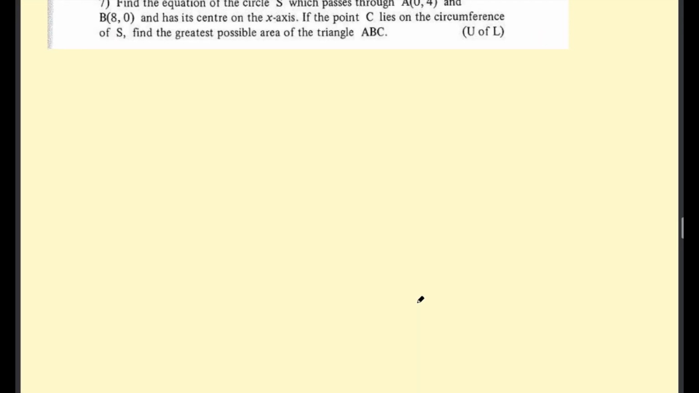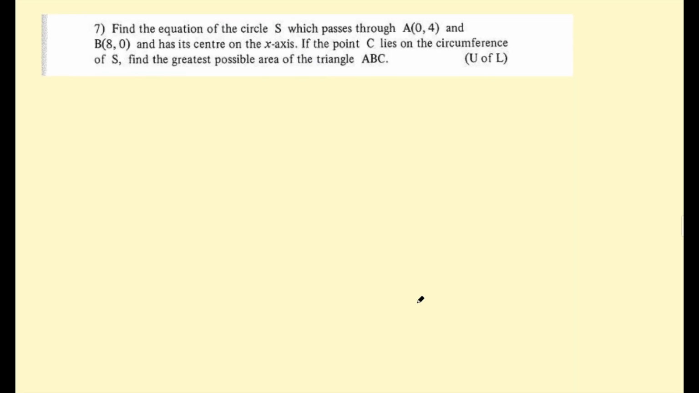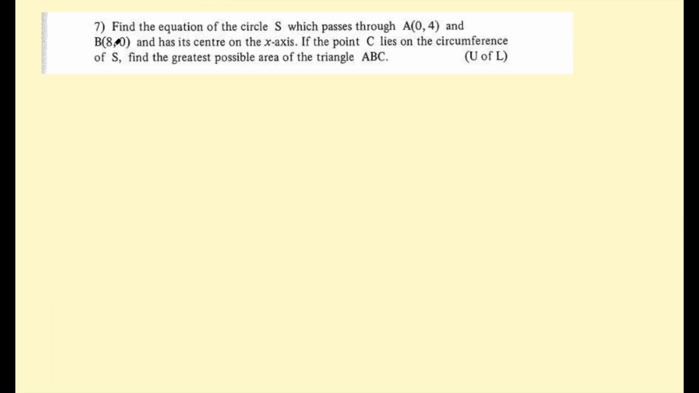The last one is the final question in this video. This question says, find the equation of the circle S that passes through (0, 4) and (8, 0) and has its center on the x-axis. If the point C lies on the circumference of S, find the greatest possible area of the triangle ABC.